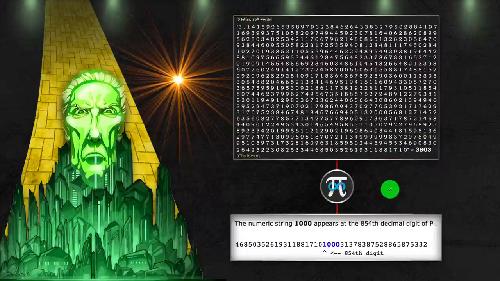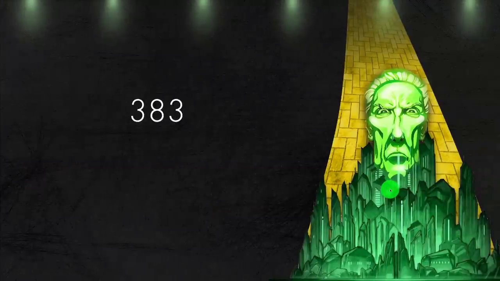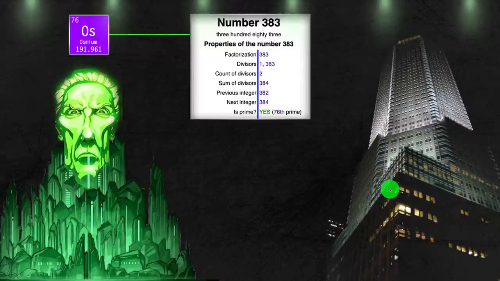3,803. Why is this important? Why is the 3,803 important? Because it brings us to this right here. 383. So I decided to look at the 383. Why did I do that? Because it's tied to the 76. 383 is the 76th prime number.